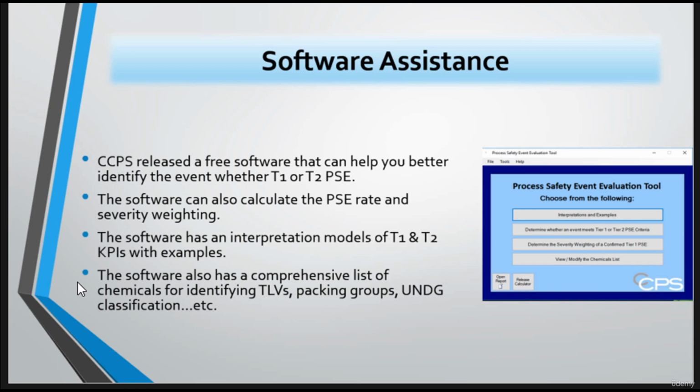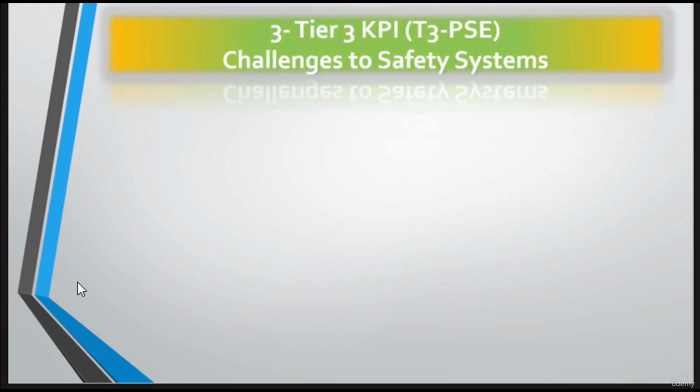It's very useful. You'll find a lot of useful information and helpful information that will aid your evaluation process regarding the PSEs. Okay? So let's move on to Tier 3 process safety events. And here we are playing in the middle between the lagging indicators and leading indicators. I consider Tier 3 process safety event a challenge indeed, according to the definition, to safety systems. So let's get ahead and start.